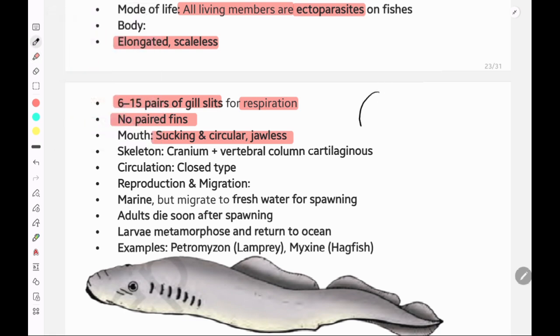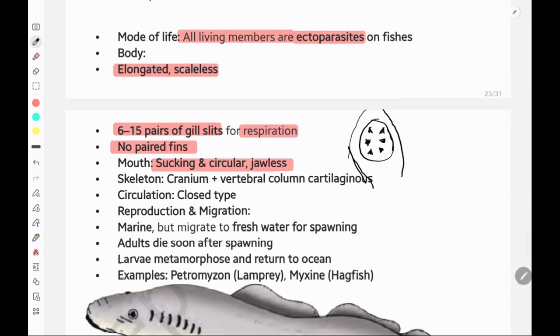Let me demonstrate this. Their mouth is like this. This mouth has sharp hook-like structures which hold on to its host, and from where they can suck the nutrients. Basically, they are organisms which do not have jaws.